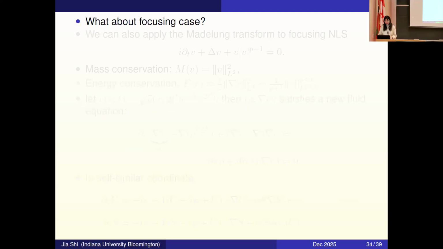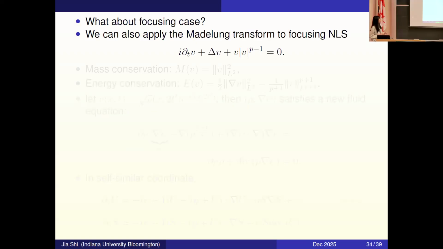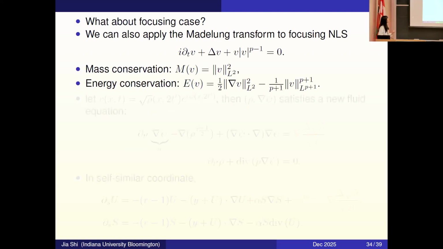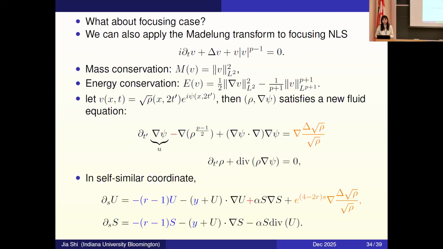So what about the focusing case? For the focusing case, of course, there are many blow-up results, but you can also apply the modulus transform to the focusing nonlinear Schrodinger. For this equation, they have mass conservation and energy conservation, but with a different sign. So even though it's conserved, there's no guarantee that the H1 norm is bounded. But with the modulus transform, you do the same thing because there's only a sign change. So the transformation is still the same and it leads to a fluid equation as long as you let the velocity u be the gradient of the angle and the density be the modulus squared.